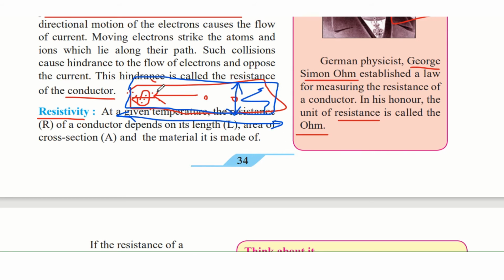Because if it is a very dense material, then it will have lots of ions, and that will cause a lot of hindrance, that is a lot of obstruction for these electrons that have to pass through. But if it is made up of such a material that has less hindrance, that is less obstruction, then the electrons can move faster through it. Therefore the resistance also will depend on the type of material it is made up of.